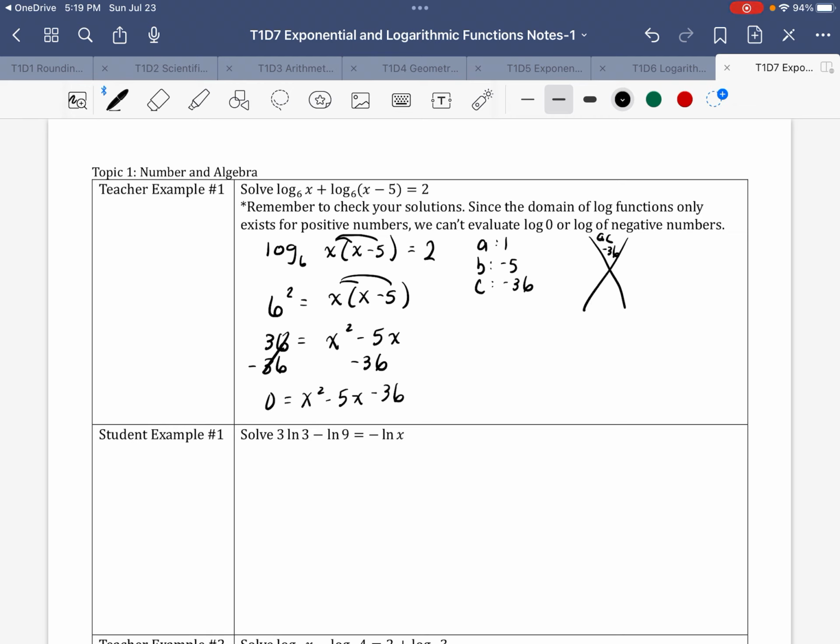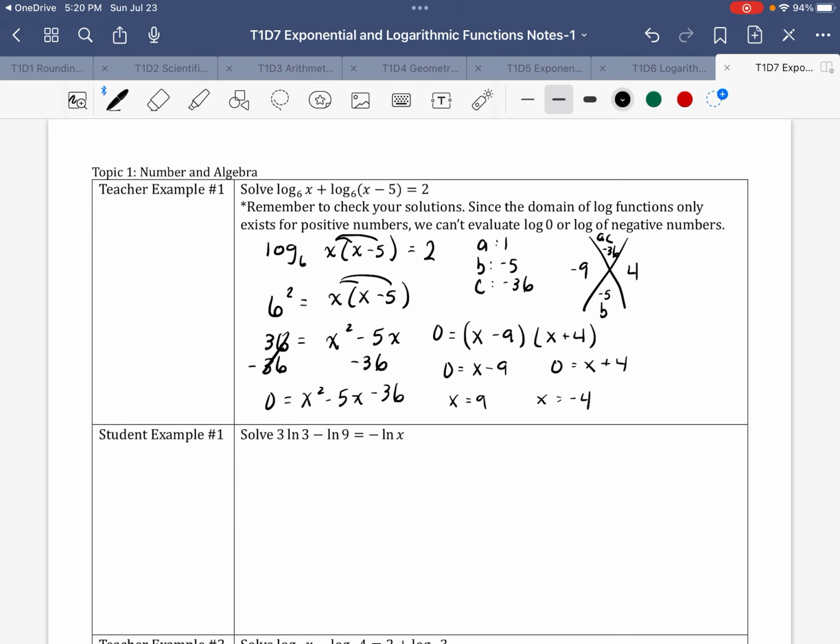Let's see, I have c is going to be negative 36. My b value is negative 5. And I'm going to think, what numbers multiply to give you negative 36 and add to give me negative 5? You get negative 9 and 4. So negative 9 times 4 equals negative 36. Negative 9 plus 4 equals negative 5. So I have (x minus 9)(x plus 4) equals 0. I set them individually equal to 0, and then get x equals 9 and x equals negative 4.